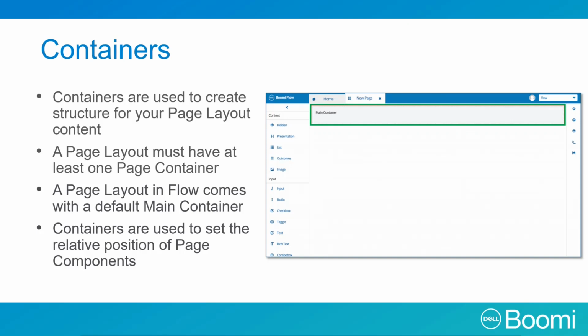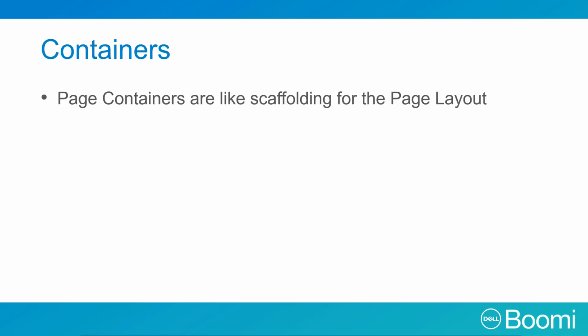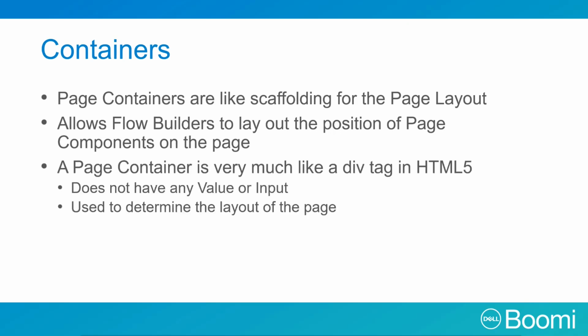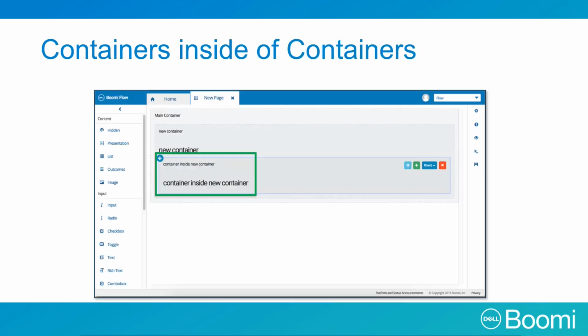As we will see later in the upcoming activity, when we embed a container inside a container, the new container is nested by default in rows. Page containers are like scaffolding to your page layout. Page containers are therefore used to lay out the position of your page components within the page layout. The page containers are like a div tag in HTML5. They do not have any value or input, and as mentioned before, they are used to determine the layout of your page. This image is just a glimpse of how containers appear in Boomi Flow and how they appear when a container is placed inside of a container within a page layout.